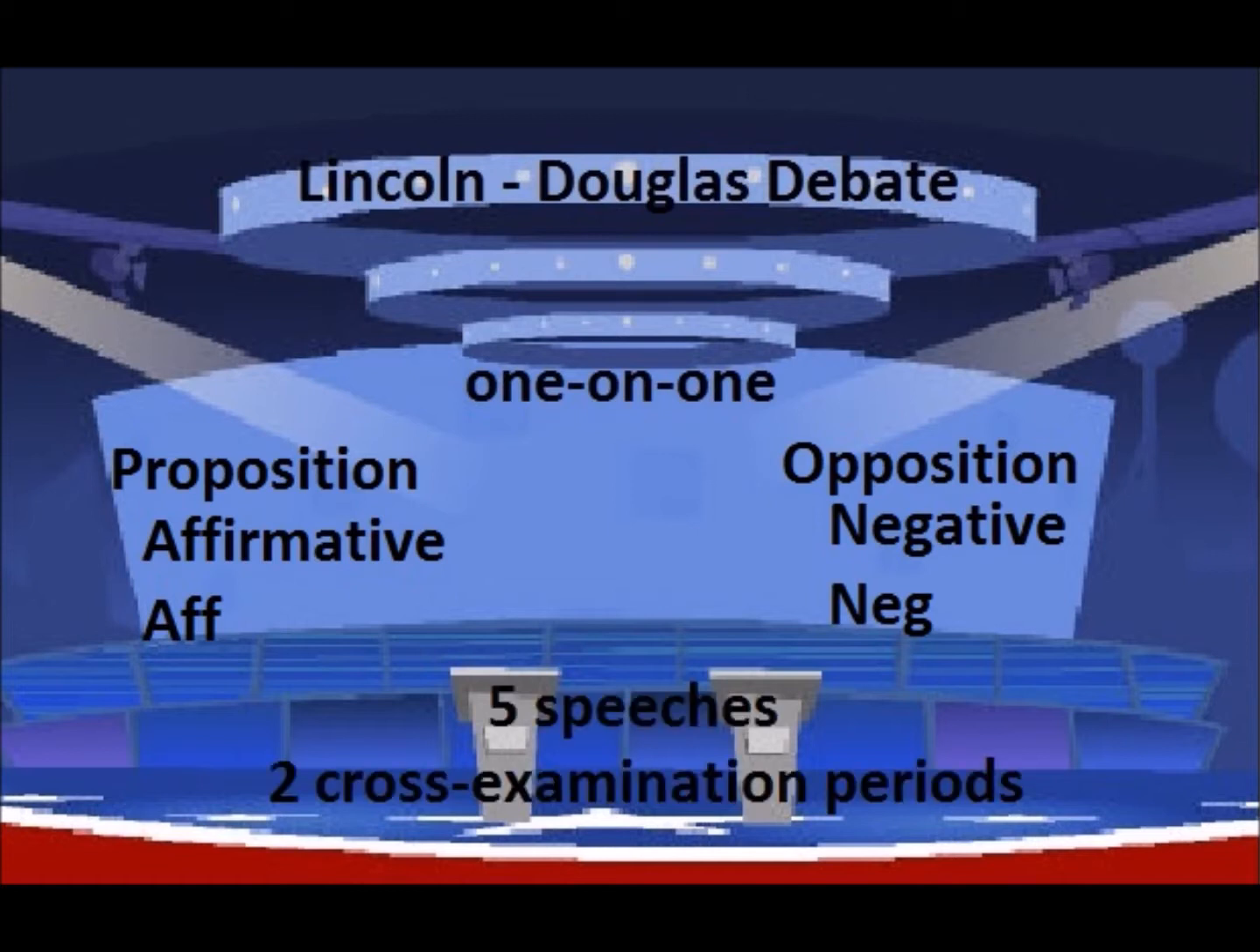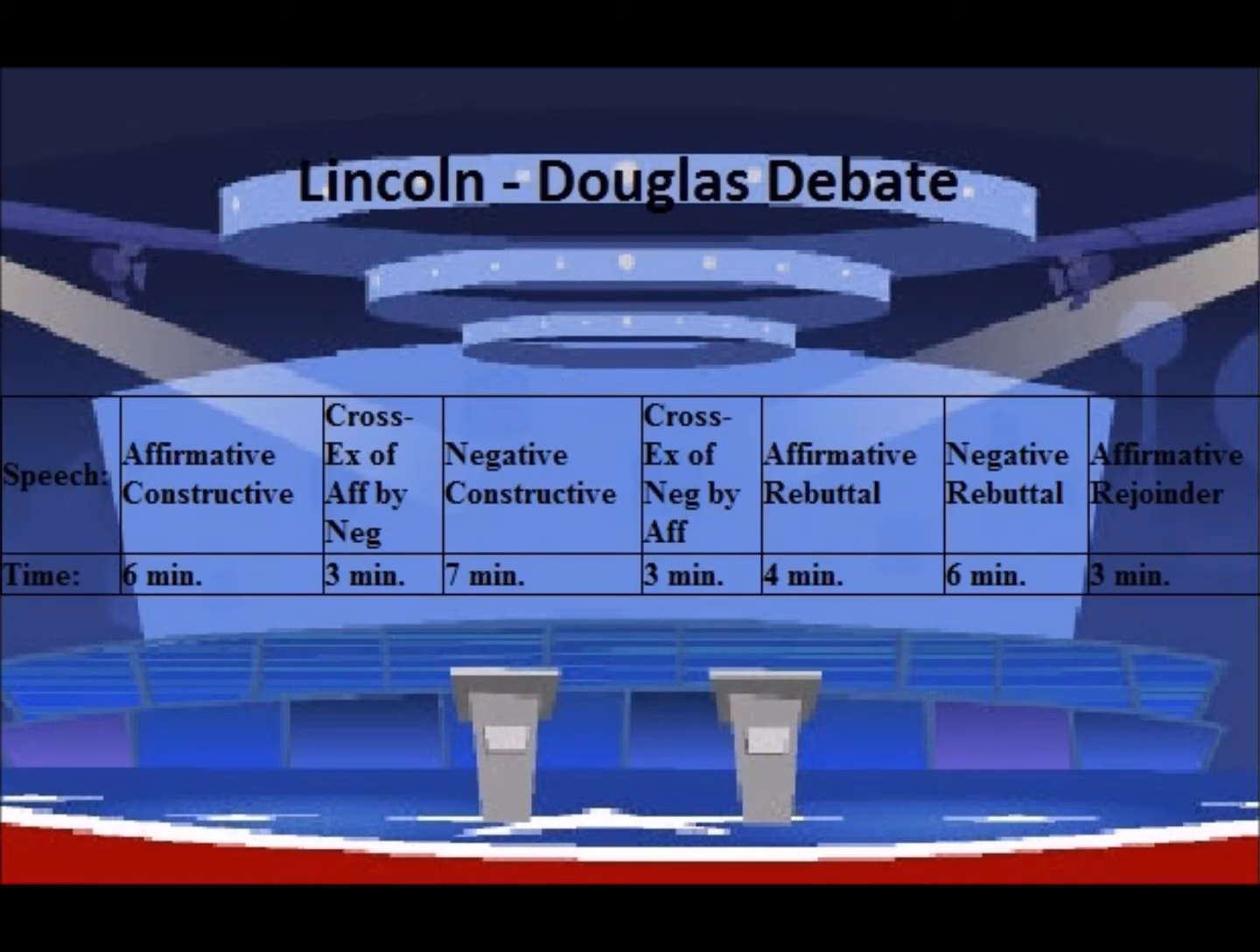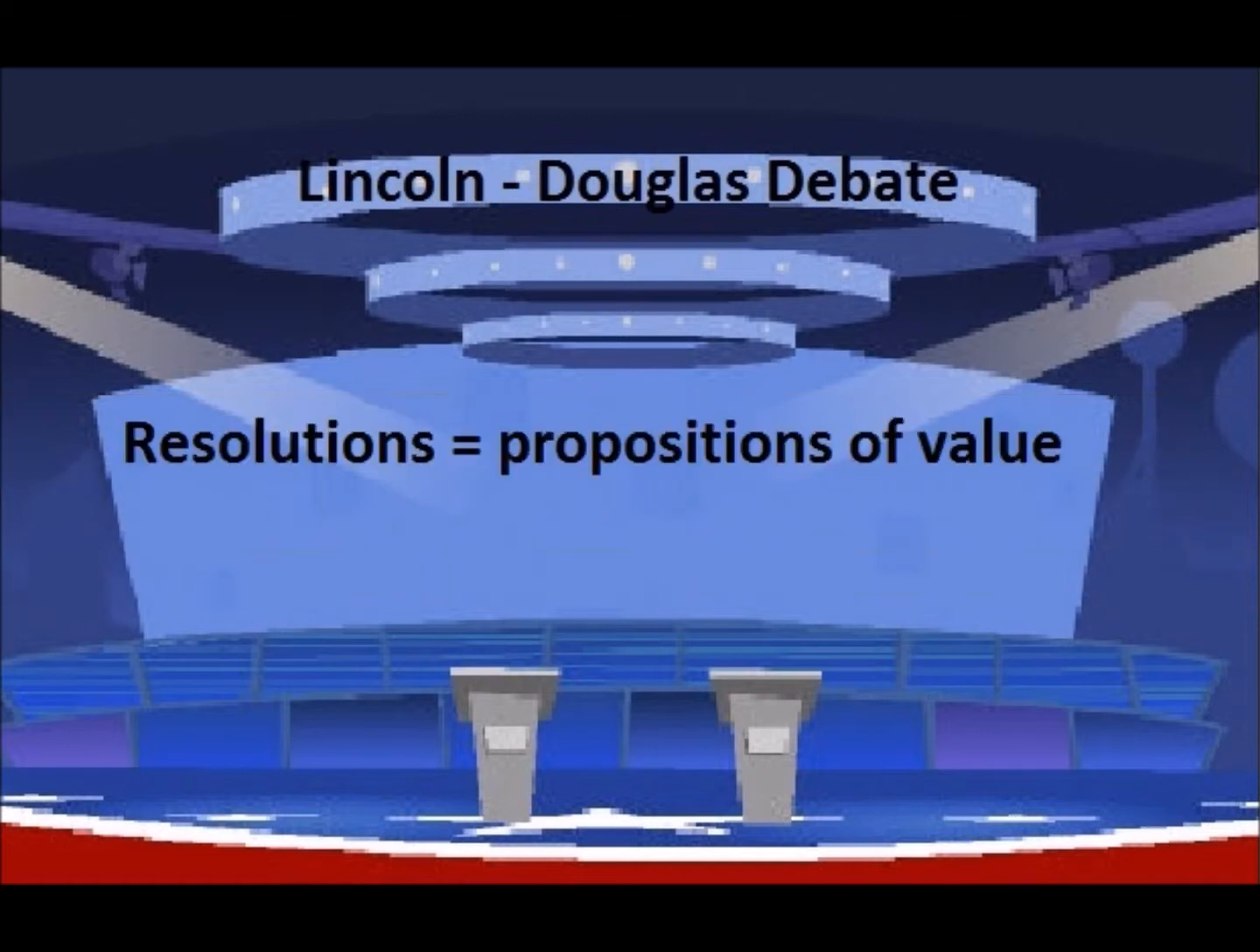A round of Lincoln-Douglas debate consists of 5 speeches and 2 cross-examination periods. Take a look at this graphic illustrating the 5 speeches. Notice that the affirmative has more speeches than the negative, but both have the same total speaking time of 13 minutes. Resolutions in Lincoln-Douglas debate are usually stated as propositions of value. Although the propositions are sometimes related to issues of policy, this is not always the case.